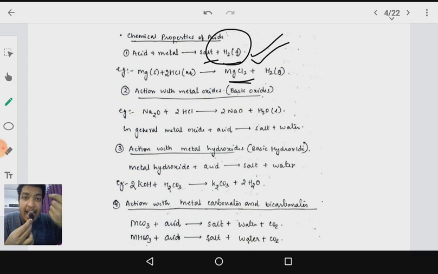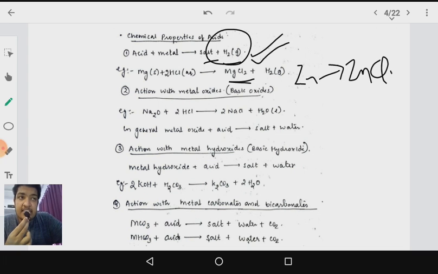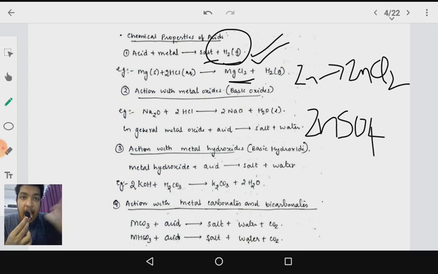Similarly, if you react aluminium with HCl, it results in the formation of a salt known as aluminium chloride, AlCl3, and also there is release of hydrogen gas. With any metal, we can say that it will release hydrogen gas, and also there is formation of a salt. Similarly, zinc is going to form ZnCl2. And if I change the acid to sulfuric acid, H2SO4, then it is going to form ZnSO4 as the salt along with the generation of hydrogen gas. Now let us look at the second case.